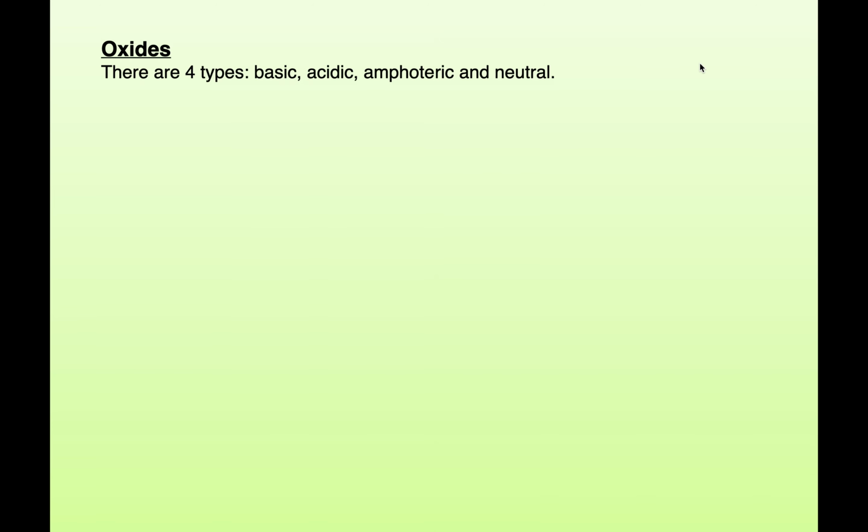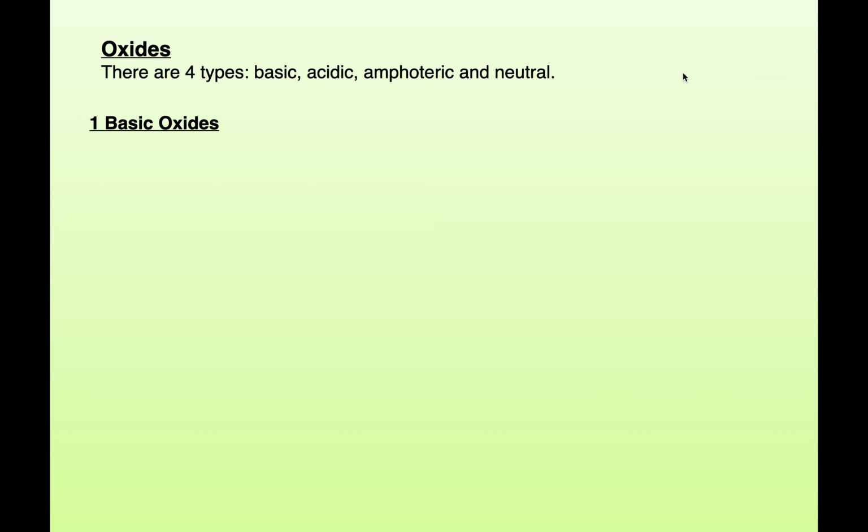Oxides. This brings this little section to an end, and it kind of links with acids and bases because the oxides typically are acidic and basic and also react with acids and bases. So there are four types: basic, acidic, amphoteric, and neutral.